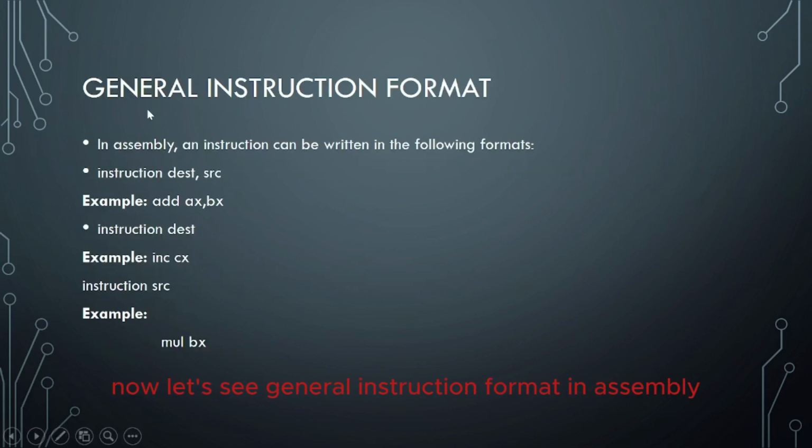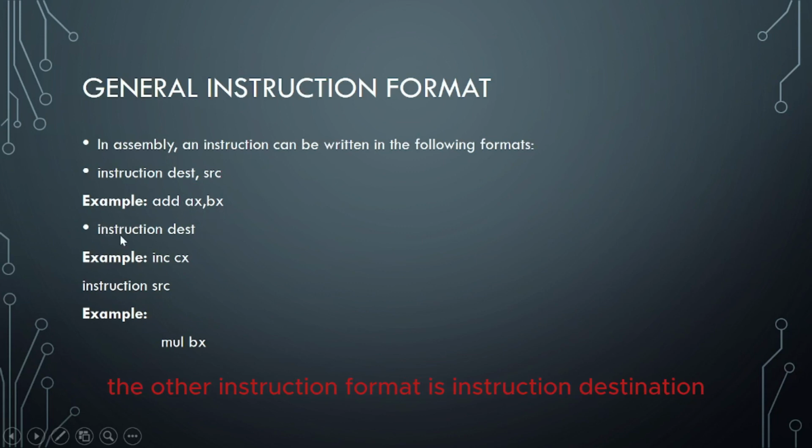Now let's see general instruction format in assembly. In assembly, an instruction can be written in the following formats. The first format is instruction destination source. It means we write destination just after the instruction and source after the destination. Let's say an example: ADD AX, BX. It means add BX to AX.